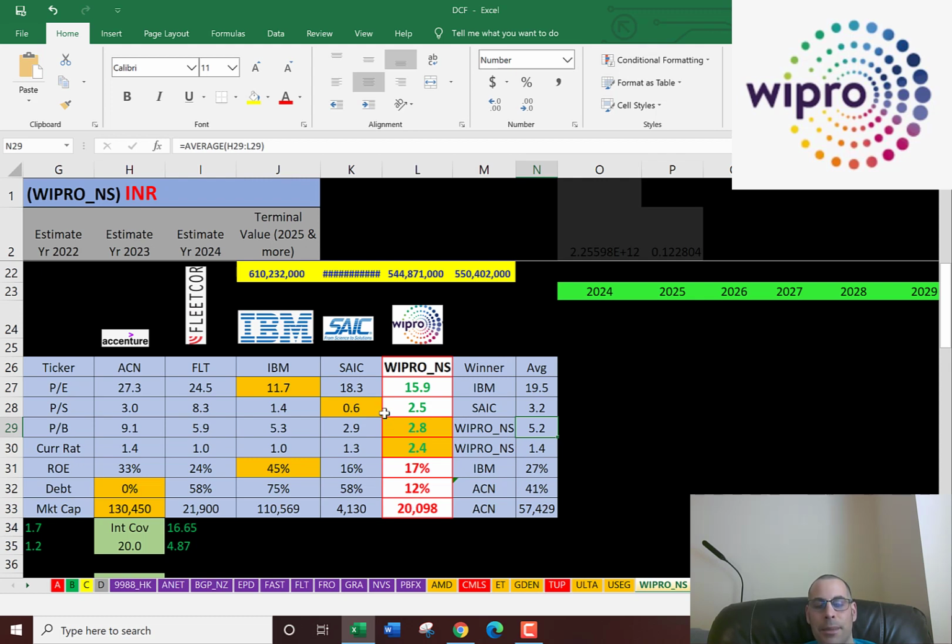Ratios look pretty good. It seems like it has a lot of growth potential. Not quite sure why Simply Wall Street has the value so low.